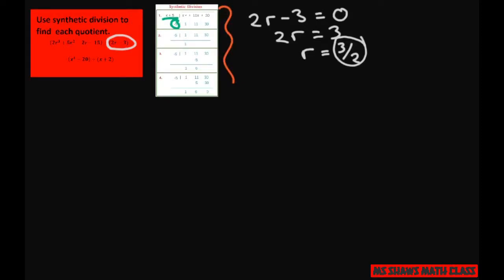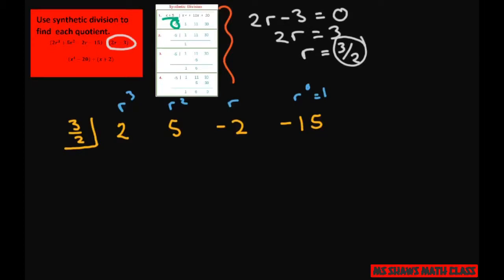So what you do is write it, and I do it a little differently than this, but your teacher might do it differently. The setup is, I write my 3/2 here, and I draw a little box like that. Then I write out my coefficients. So I have 2, 5, -2, -15. Now, this has to go in order: r cubed, r squared, r, and r to the 0. Remember, r to the 0 equals 1.